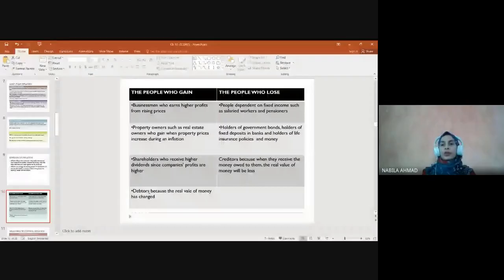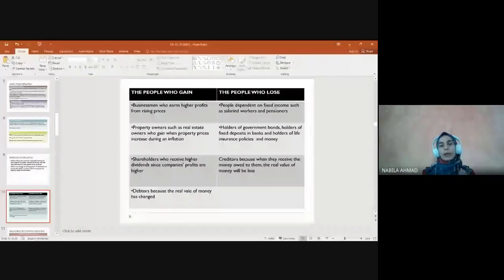So people who lose, people depend on fixed income. Kalau kita ada pendapatan fixed income, gaji kita macam tu je, tapi harga barang meningkat, kita boleh beli kurang barang. Jadi duit gaji yang kita ada tu value dia dah berkurangan. Holder of government bond, holder of fixed deposit in bank and holder of life insurance policy. So ini adalah lose, orang yang akan jadi worse off lah.